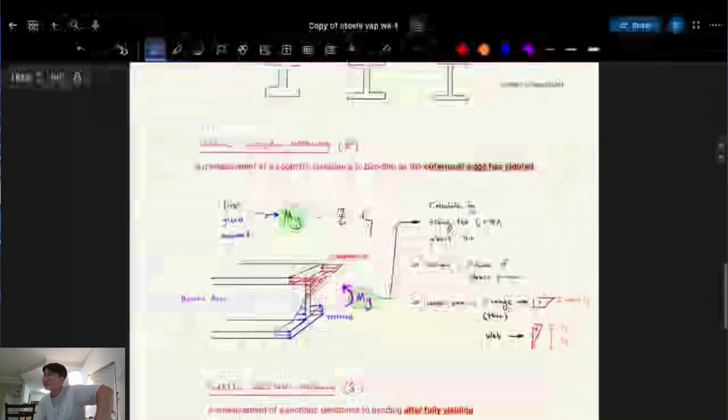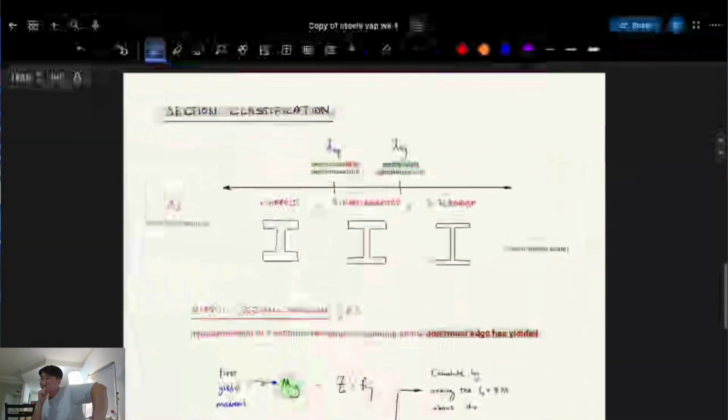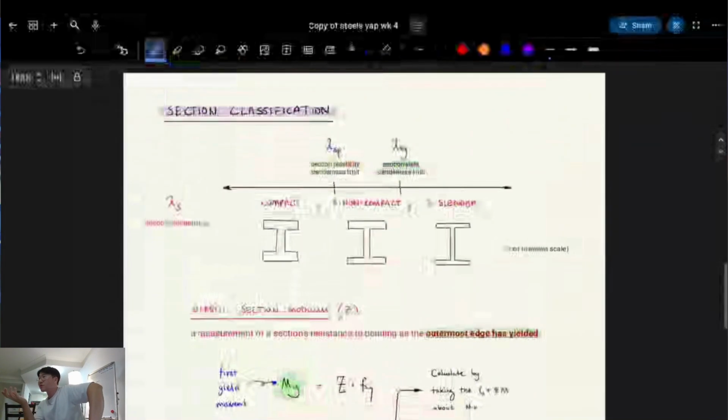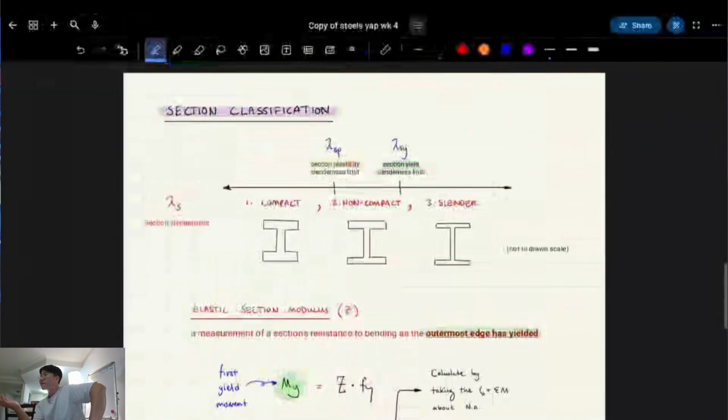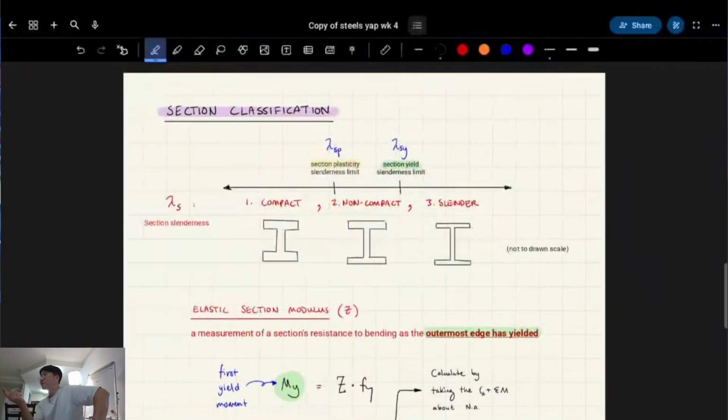Meaning, for example, slender members are more likely to undergo fast fracture. Pretty much the equivalent, because there's a brittle failure mode. Brittle just means it doesn't really give before, it's going to break suddenly. That's what brittle means. So slender will break suddenly.